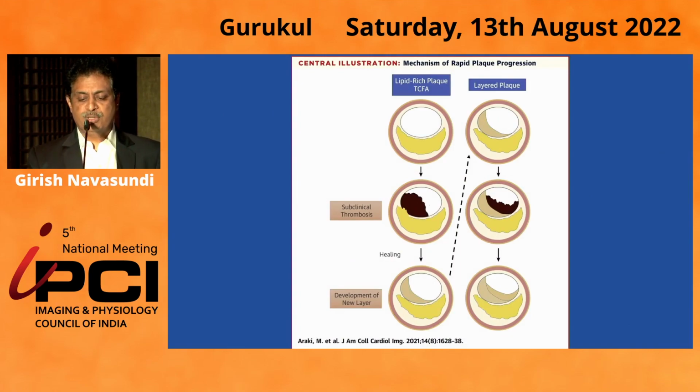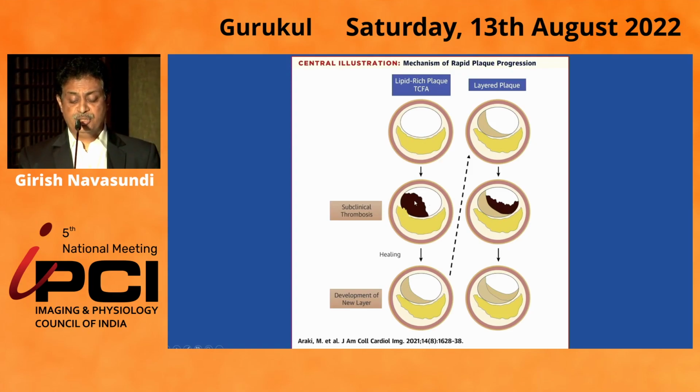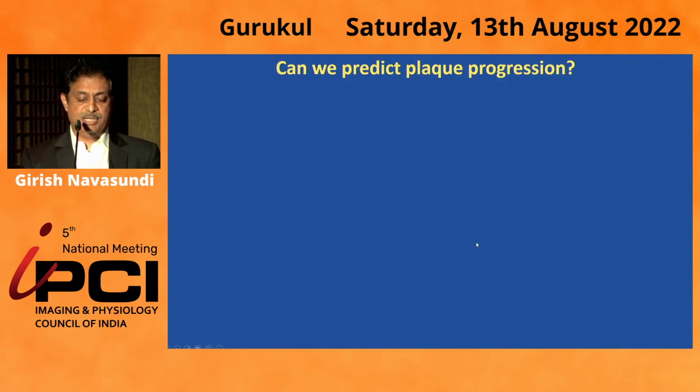In the central illustration, when you look at the mechanism of rapid plaque progression, there could be a lipid-rich plaque, that yellow thing you can see, because the accumulation happens abluminally first, and then it's covered by a fibrous cap. When there is either erosion or rupture of that cap, the contents come in contact with blood and form a subclinical thrombosis, which eventually heals to form a new layer. You can see that on OCT. This layered plaque can again become unstable, leading to thrombus formation and again new intima formation on top of it. This is called plaque progression or destabilization.